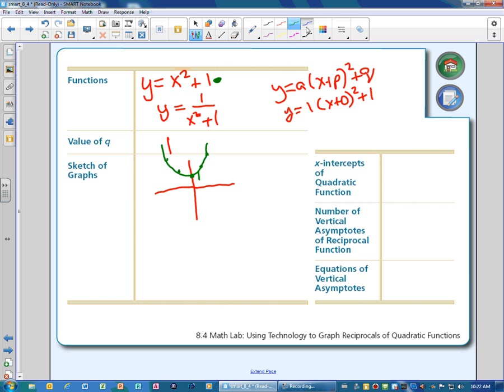And then let's say in blue, I'm going to graph my reciprocal. Well, remember, it says x-intercepts of quadratic function. There's none. It doesn't cross the x-axis. And then it says number of vertical asymptotes of the reciprocal function. So again, you look at the denominator and you ask yourself, what would make my denominator 0? And this example is the same as the one before. There was nothing that would make my denominator 0. So there are no vertical asymptotes, so there can't be any equations.